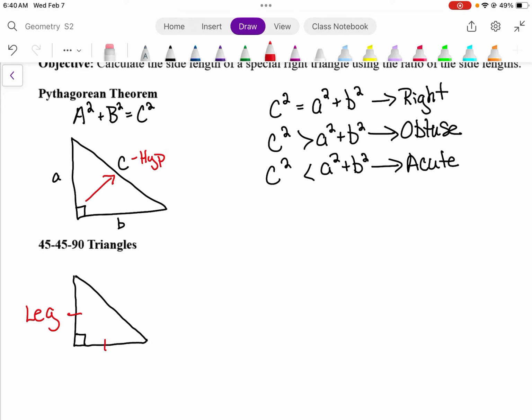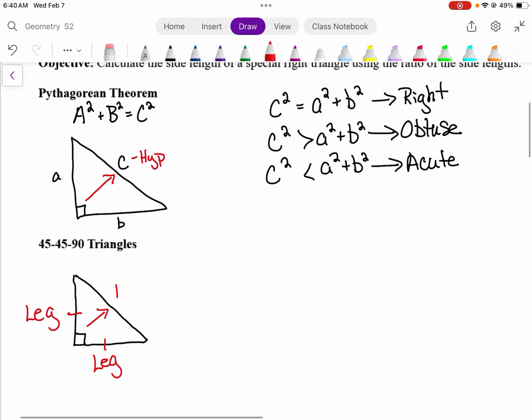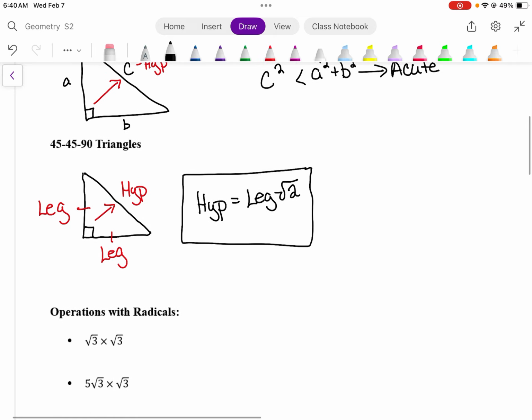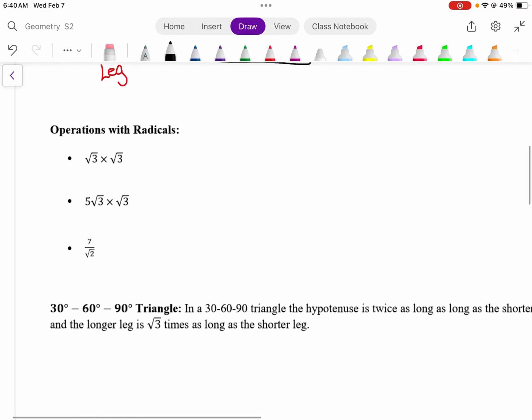And for this one, the legs are again called the legs, and then we have the hypotenuse. The one formula or equation that you need to remember for this one is that the hypotenuse is equal to the leg times the square root of 2. So then we are able to use this to find missing pieces in our special right triangles. All right, so that was a little review from 8.1.